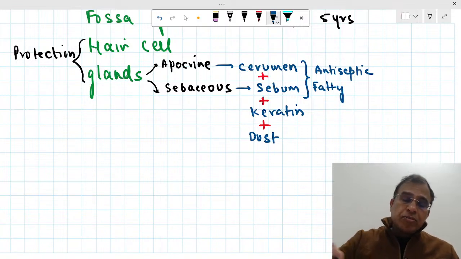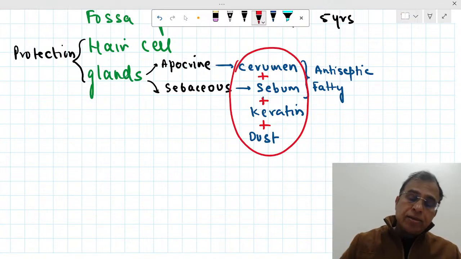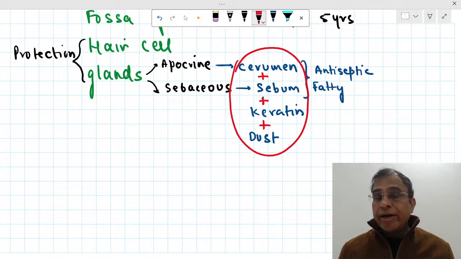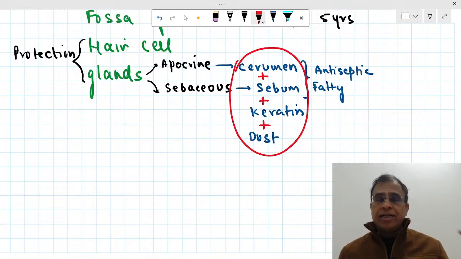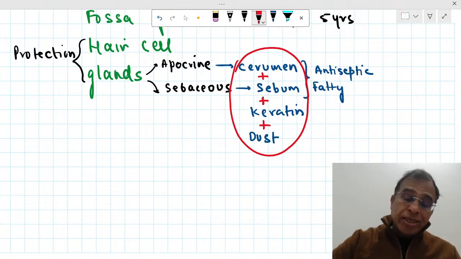So point is that these four things are always present in the canal, but they are not supposed to accumulate in the canal. It's a cycle that's going on. They are being produced and they keep coming out. You know, this is a cycle. Sometimes they start to accumulate in the canal, and the accumulation is called the ear wax.